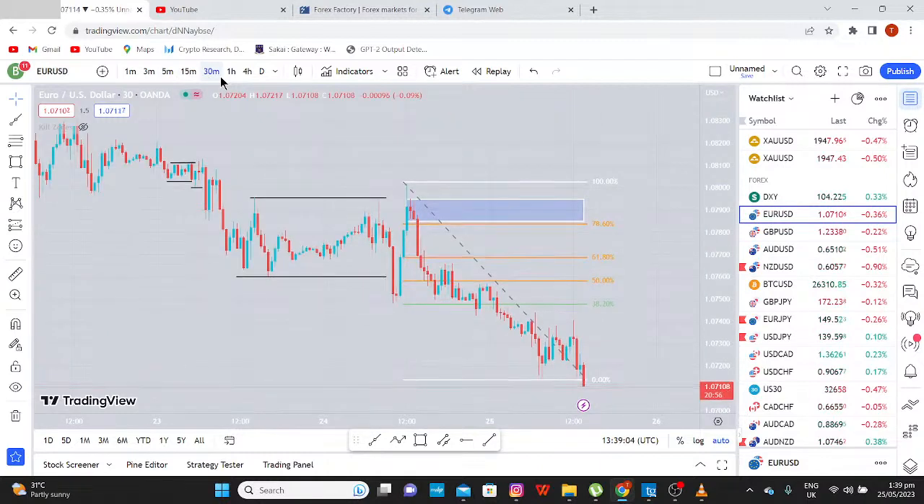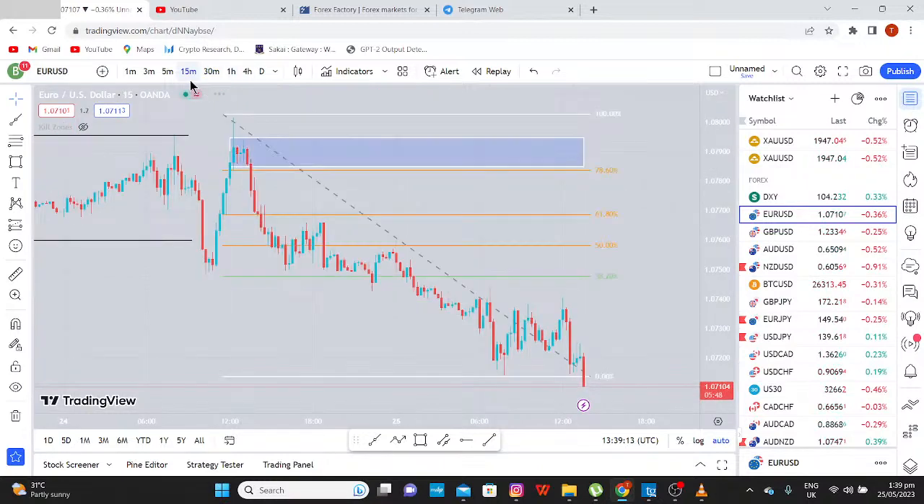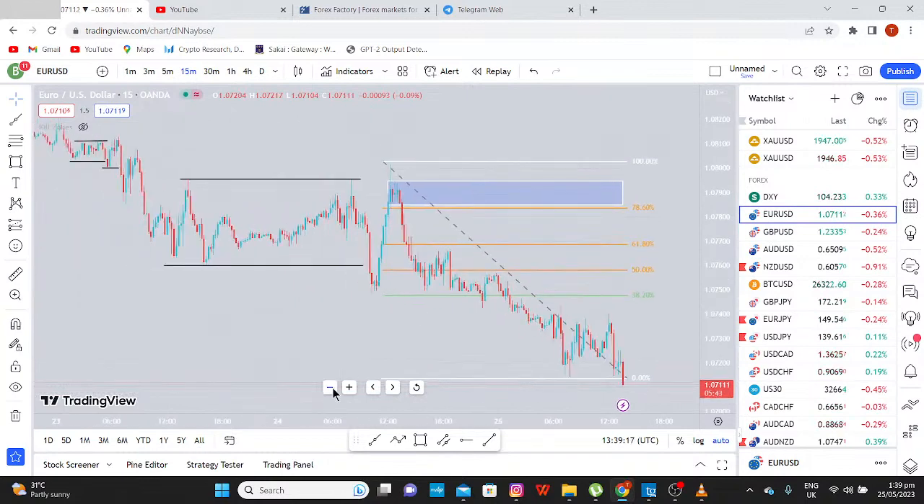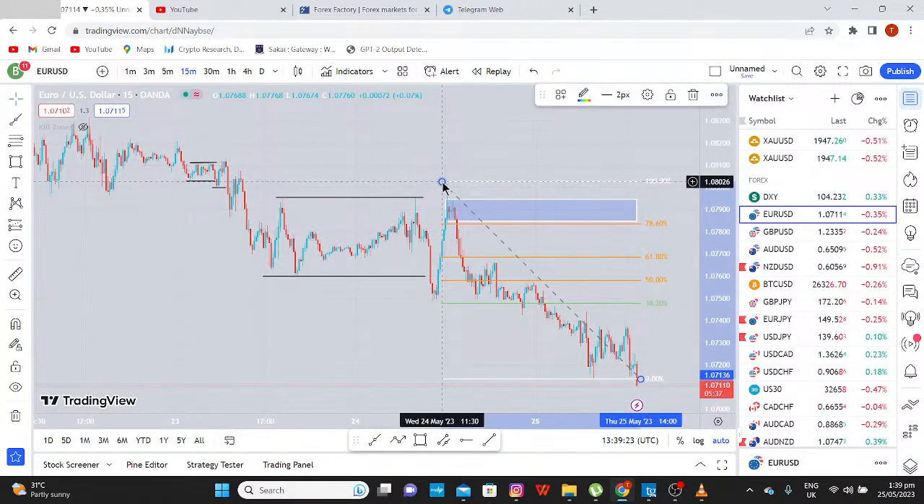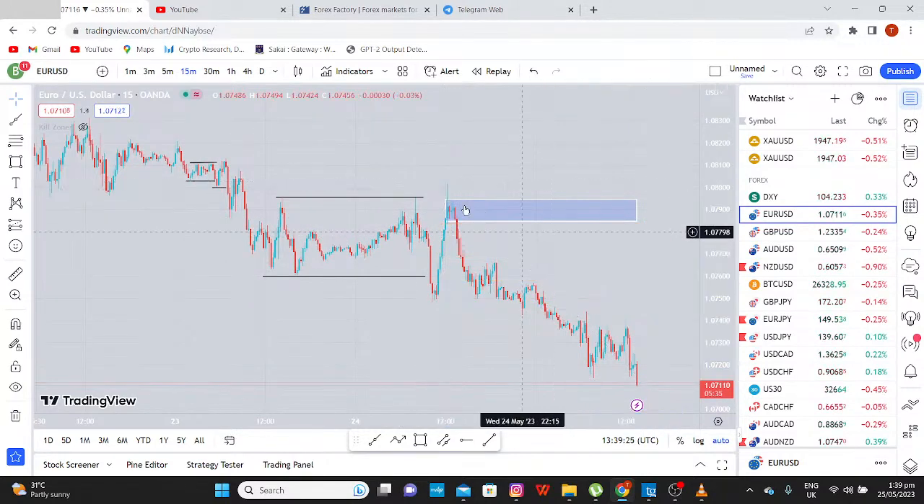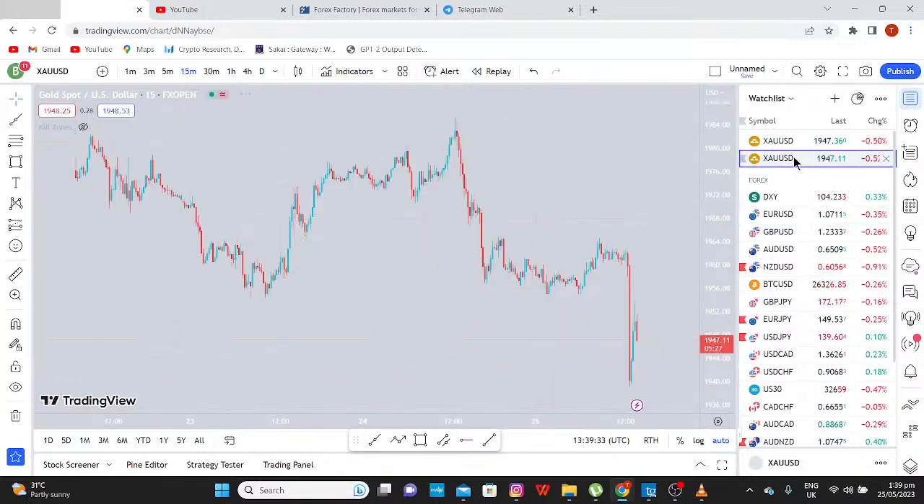Alright, so this is Euro USD, which is the next pair that we are trading. Let's see what happens here. Euro USD is still falling. I have to delete this fib because at this point it's not relevant anymore. It's really not relevant. It's not showing me any signs of retracements anytime soon. So we just ignore.